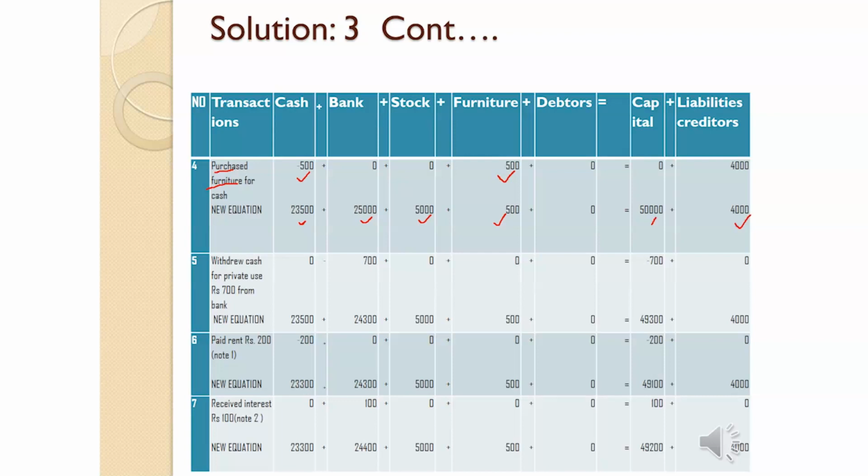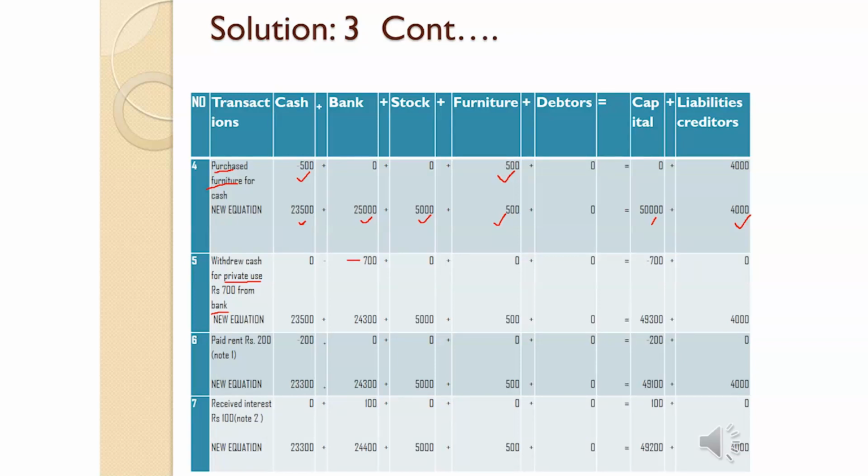Then the next one is withdraw cash for private use. Private use in the sense of drawings. So withdrawn from bank, so the bank balance will be decreased, minus 700. Here capital is also decreased, so minus 700. So 25,000 minus 700 is 24,300. Here capital value was already 50,000. Now it is reduced by rupees 700, so the amount is 49,300.